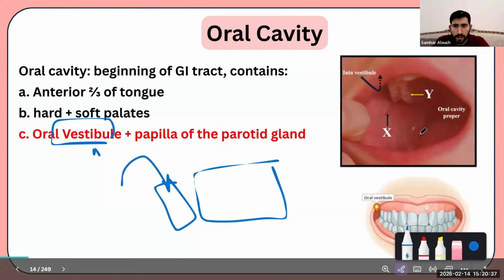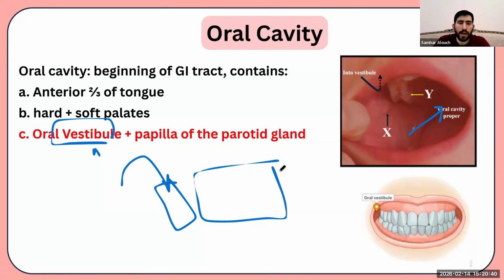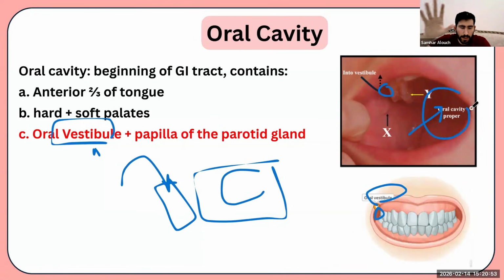If we open the mouth itself, here is the actual door, the big opening, okay? But here it's a small opening. That's the oral vestibule. So the oral cavity has the oral cavity proper, which is the actual entrance into the GI tract, and the oral vestibule, which is a small entrance into the GI tract. I hope you know what the oral vestibule is because it might be asked. Also here we have a projection. It is the papilla of the parotid gland. There is a salivary gland here called the parotid gland, and it has a projection called the papilla of the parotid gland.